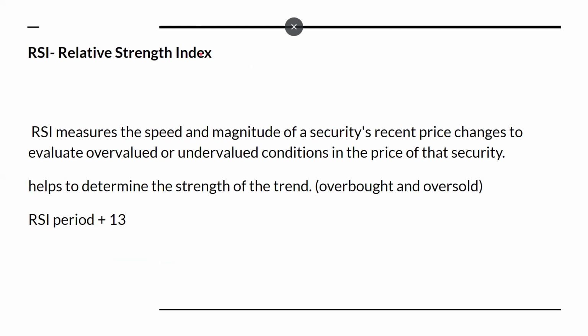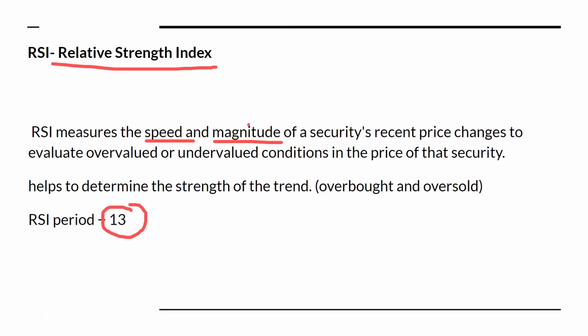Now in this video I won't go deep into the RSI, but just briefly to define it, it measures the speed and the magnitude of a security. A security can be an asset like forex, crypto, or a stock. So it measures the speed and magnitude of a security's recent price changes to evaluate overvalued or undervalued conditions in the price of that security, which is overbought or oversold. So it helps you determine the strength of that security. We shall set ours to the 13 period. I'm going to show you guys how to do this.